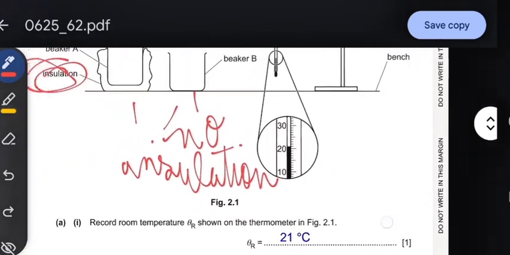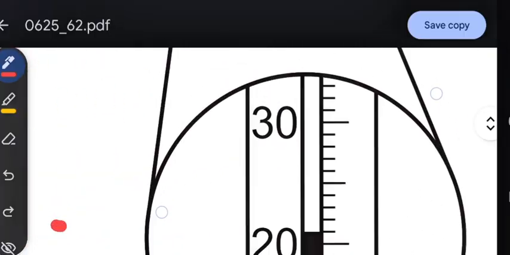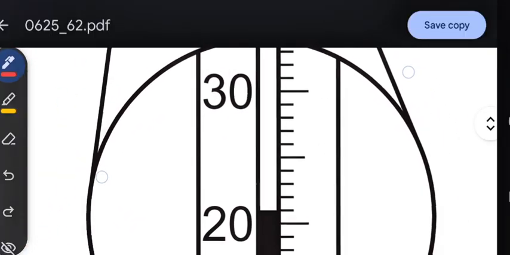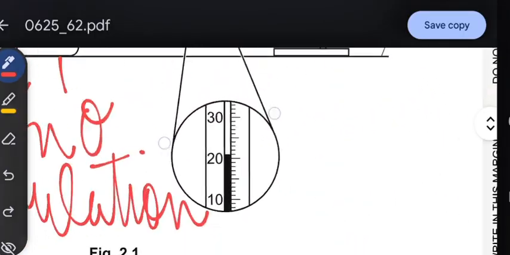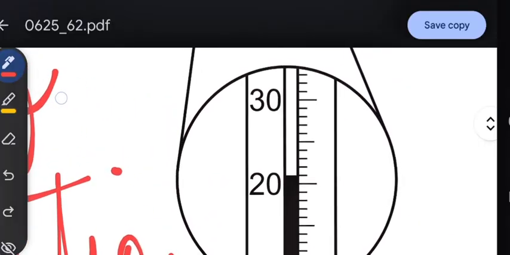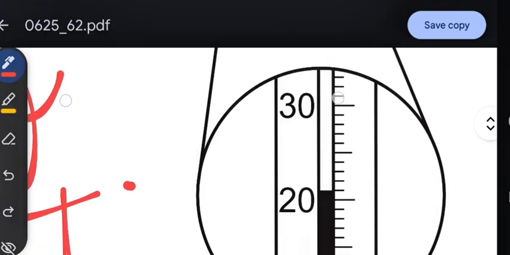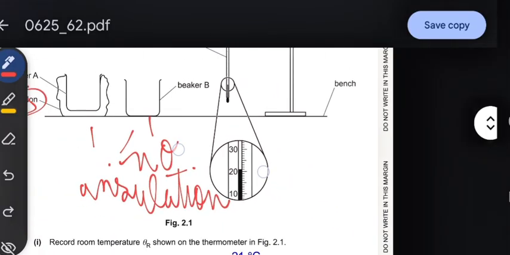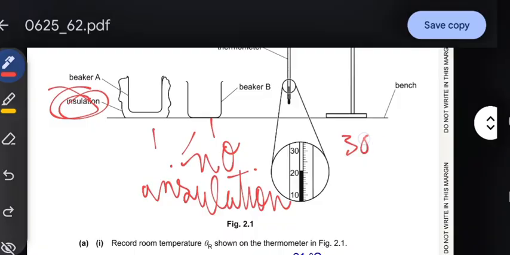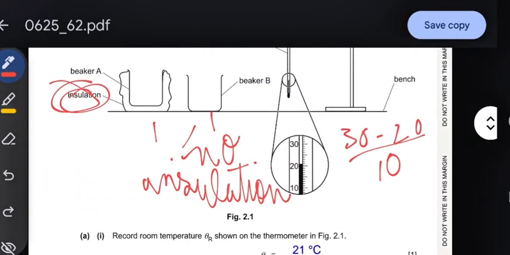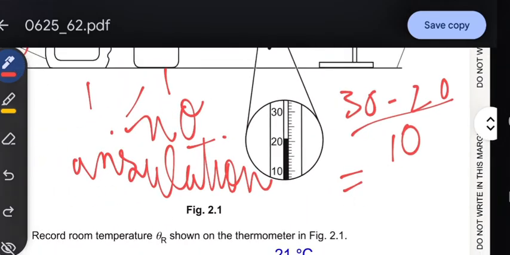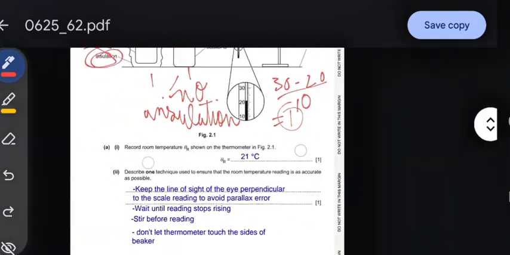Record room temperature theta r shown in the thermometer. If you see here, it's one scale up from 20, so it's going to be 21. How you can read this is to always make sure you check how many scale divisions it has. It is basically 10. So 30 minus 20 divided by the number of spaces, 10, will give you how much one scale division is. So it is 1. All right, so 21 degrees Celsius.